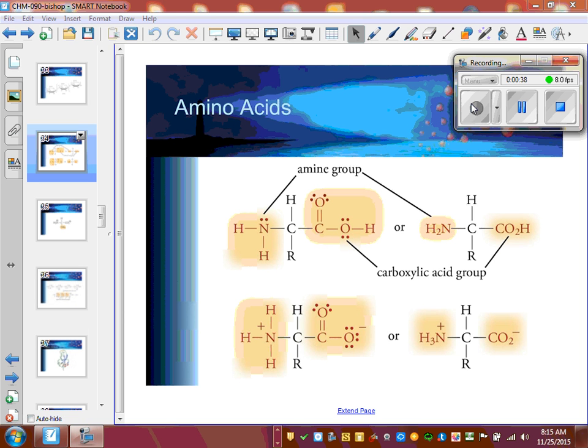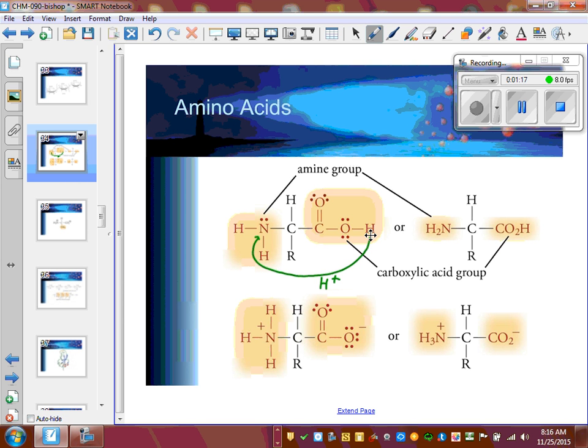At physiological pH, it doesn't exist like this. It exists as NH3 plus on this side, COO minus. The H plus moves from here to here. You get a positive charge on one end, a negative charge on the other. Overall, there's no charge. It's positive and negative. But it becomes polar that way. You got a positive end and a negative end, just like a magnet.